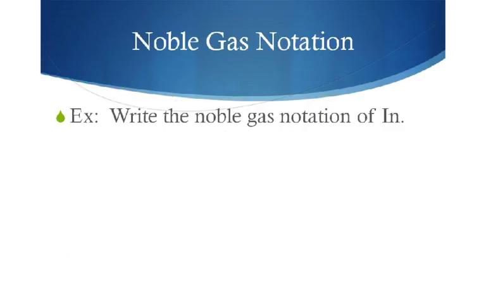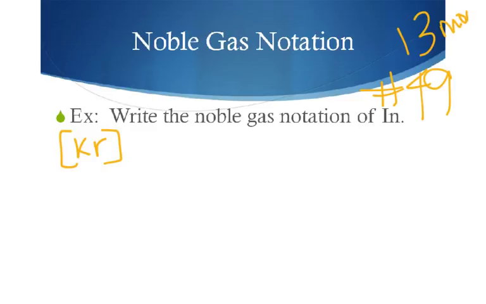So let's do another example. Writing the noble gas notation of indium, element number 49. The last noble gas before that is krypton. So beyond krypton's electrons, beyond the 36 that krypton has, I have 13 more I need to place, because krypton has 36, 49 minus 36 is 13. So I have 13 electrons that have to go somewhere past where the electrons of krypton would go.